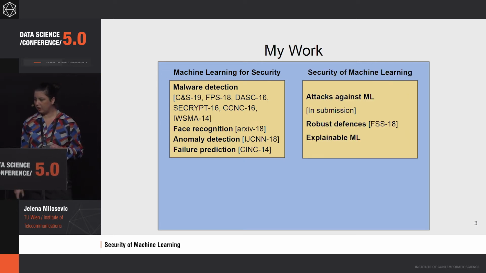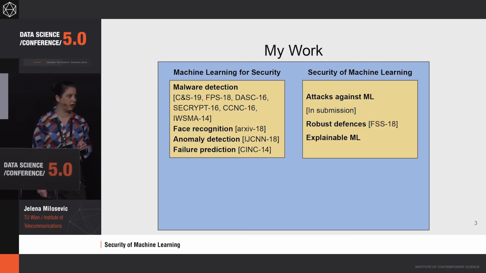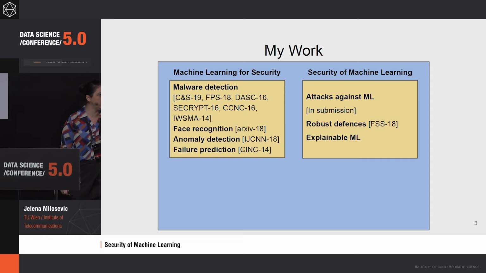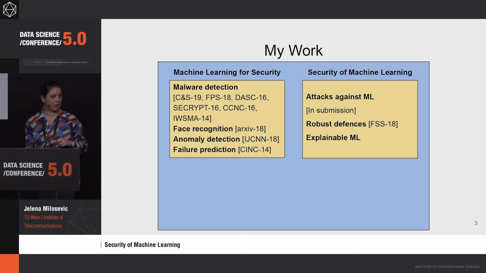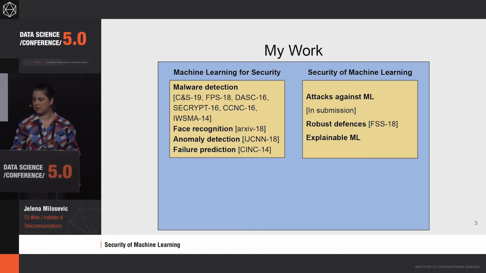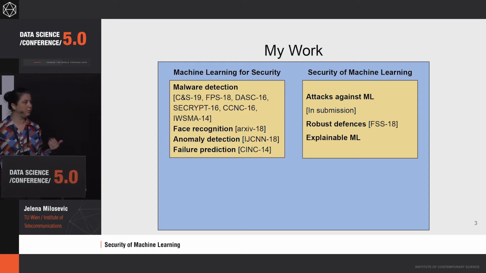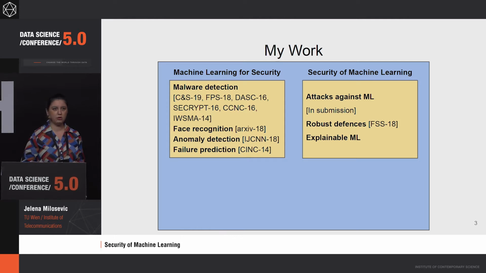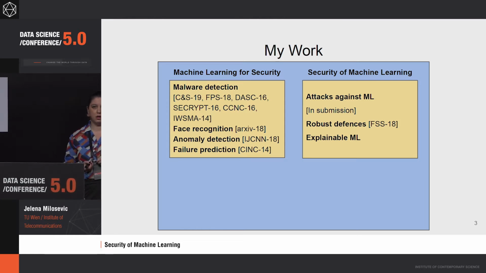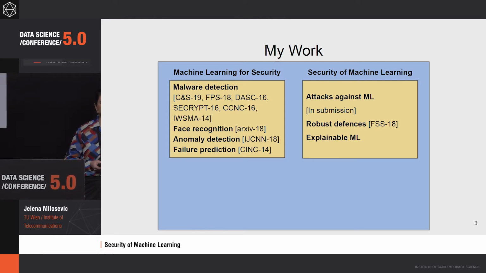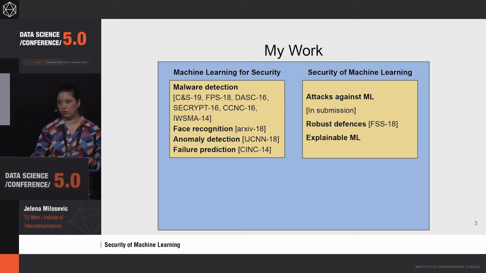The other aspect that I'm working on now as a postdoc at Vienna University of Technology is security of machine learning. Within this aspect, I'm looking into attacks that can be performed on machine learning systems, and at the same time into defenses and how we can protect from such attacks. Finally, with respect to this, I'm trying to understand what the efficient ways are to increase trust in machine learning, and this is mainly through explainable machine learning.